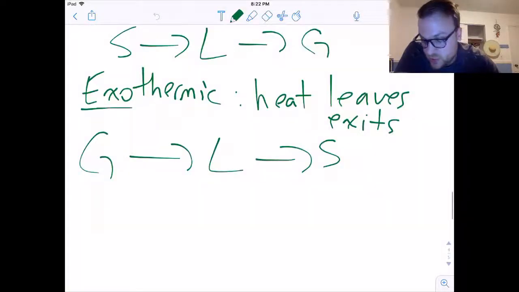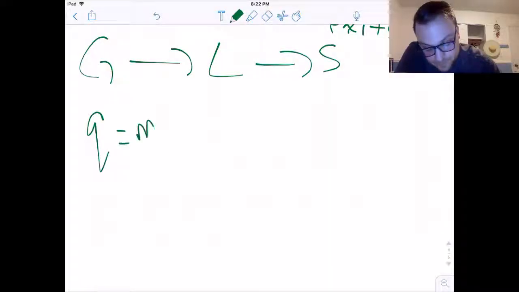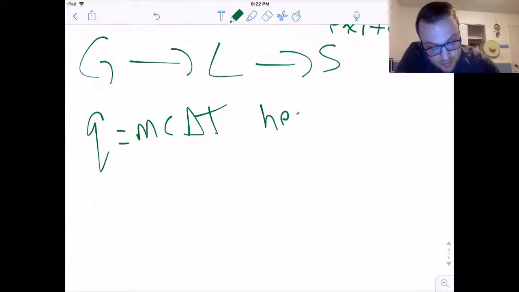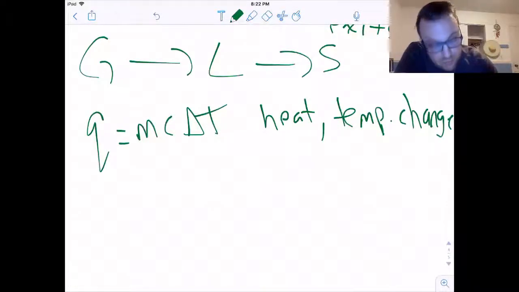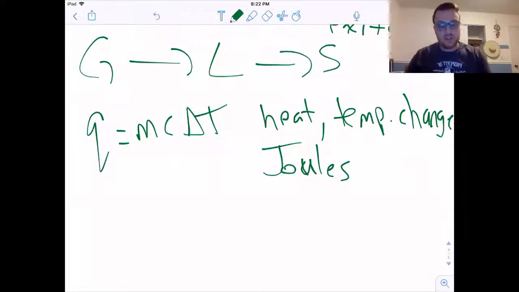Look for buzzwords involving heat. You see a temperature change, where it asks you directly to find the temperature change. Usually those are your big buzzwords. It asks you about heat. Maybe it'll mention the word joules, because joules is the unit of energy for heat. So this is the unit for Q. Something like that will cue you in that I need to use the MCAT equation.